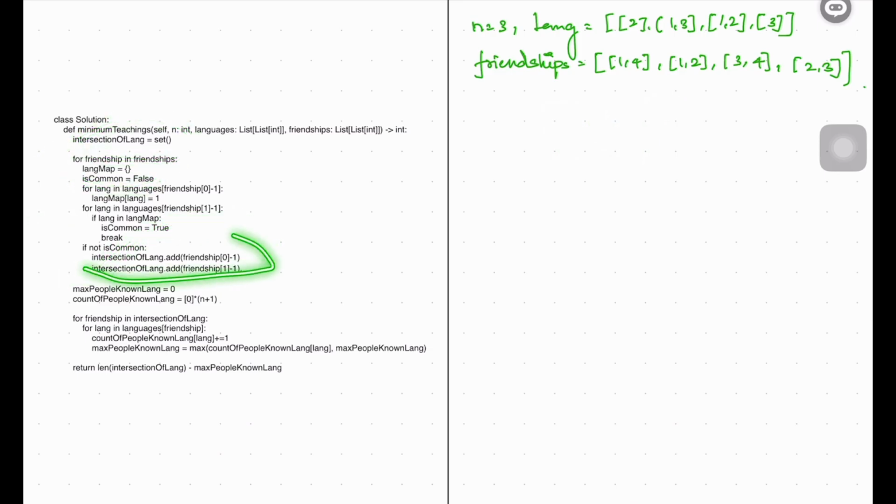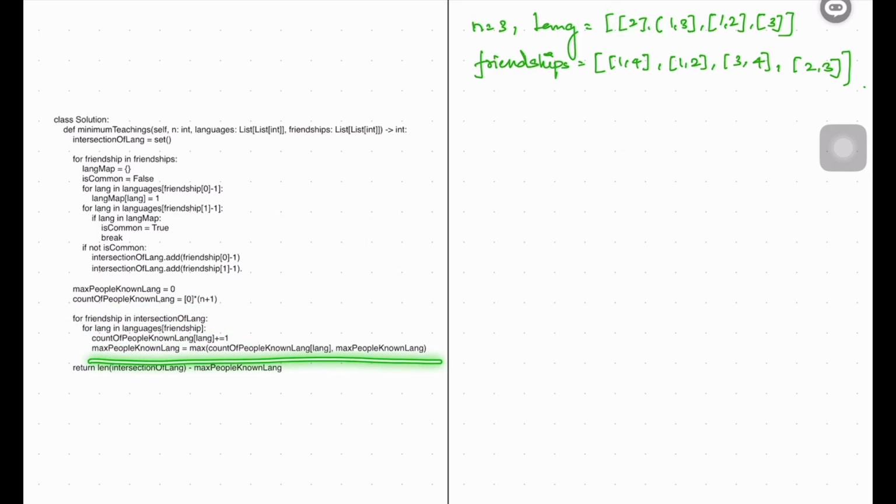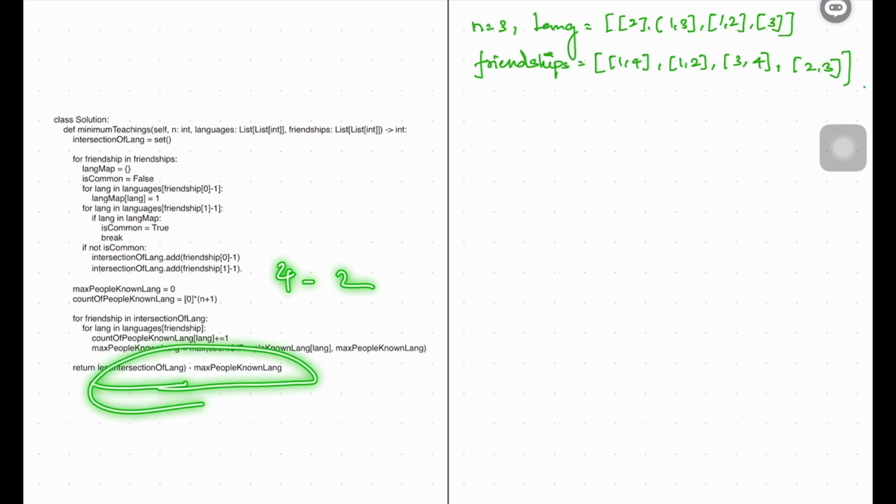So once we have figured out all the people who can't communicate, then we will be taking a count of people who know each language. So again we will be traversing the set. For example, 1, 2, 3, 4 will be our set. We will be traversing through each language in the set, taking the count, and taking the maximum count. So among that, 4 minus 2 will give you the maximum people who know the language. If you subtract from the length of the intersection, we get the minimum number of people you need to teach, right? So yeah, that's it. I hope this makes sense.